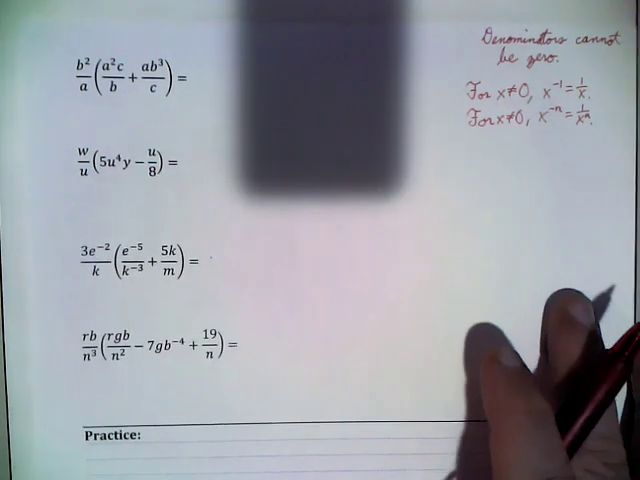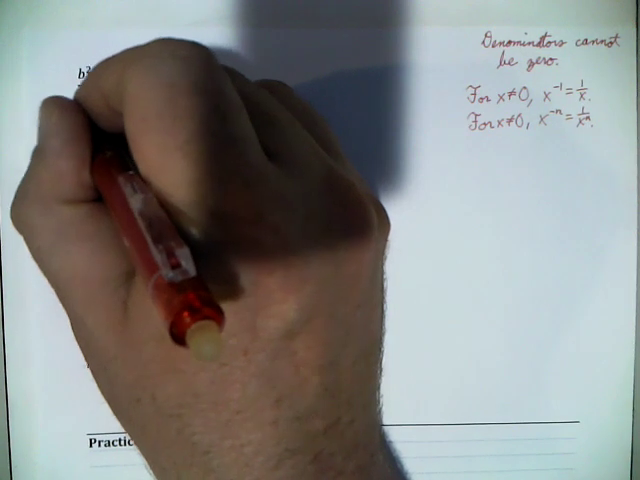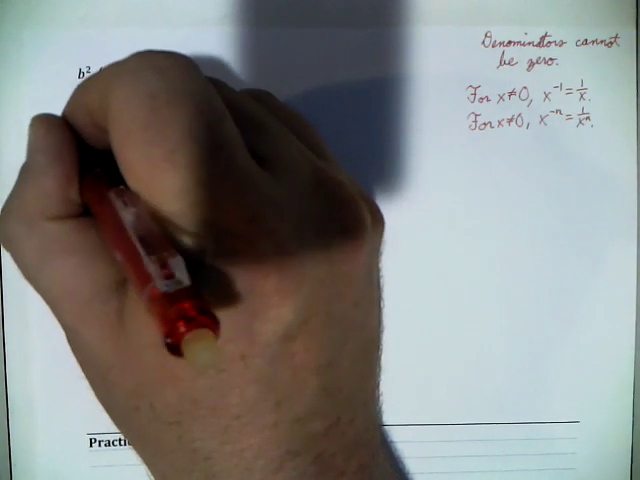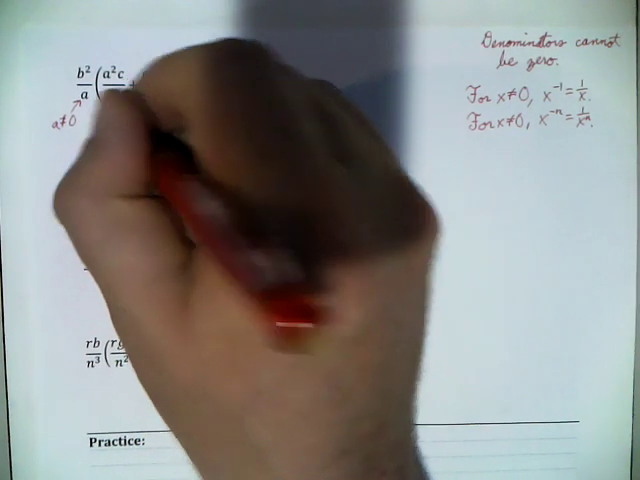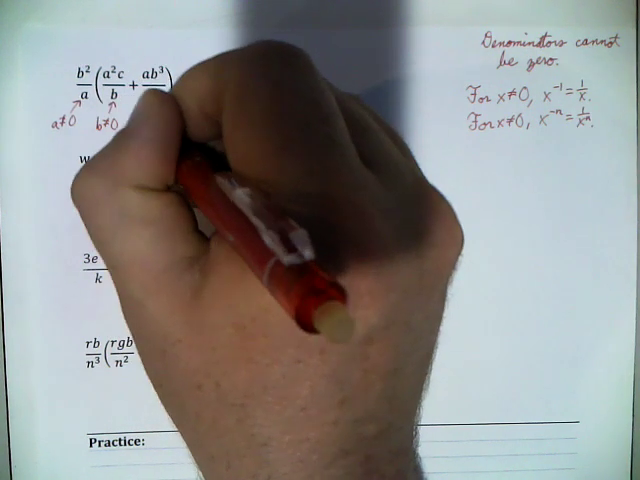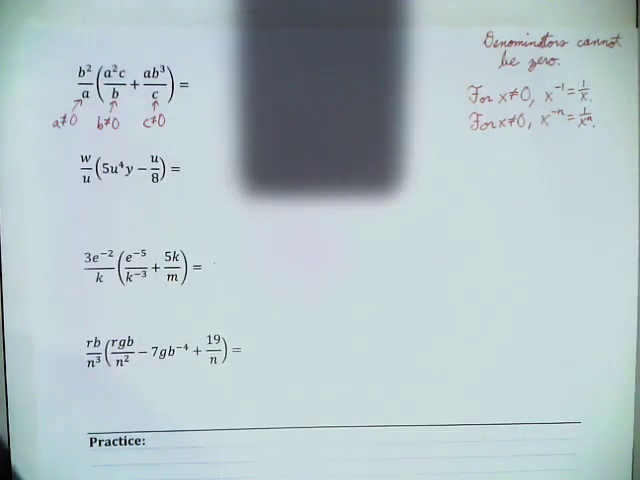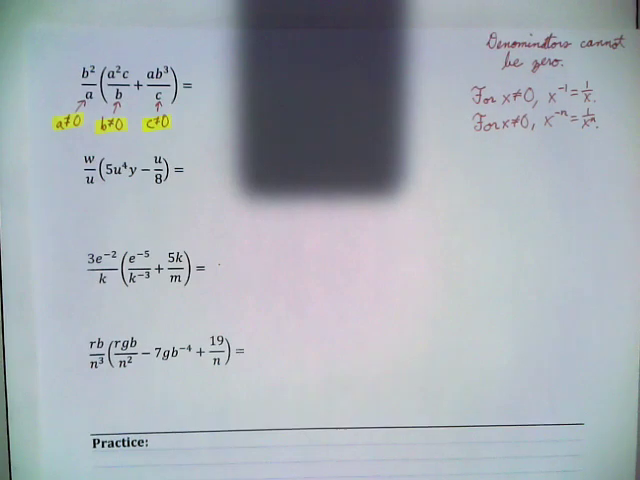So let's look at the first example here. What stands out to me is I have a denominator a, so I know that a cannot equal 0. There's an excluded value. And then I see in this fraction here, b cannot equal 0, and finally in this one, c cannot equal 0. So in this problem, I see 3 excluded values: 1 for a, 1 for b, 1 for c.